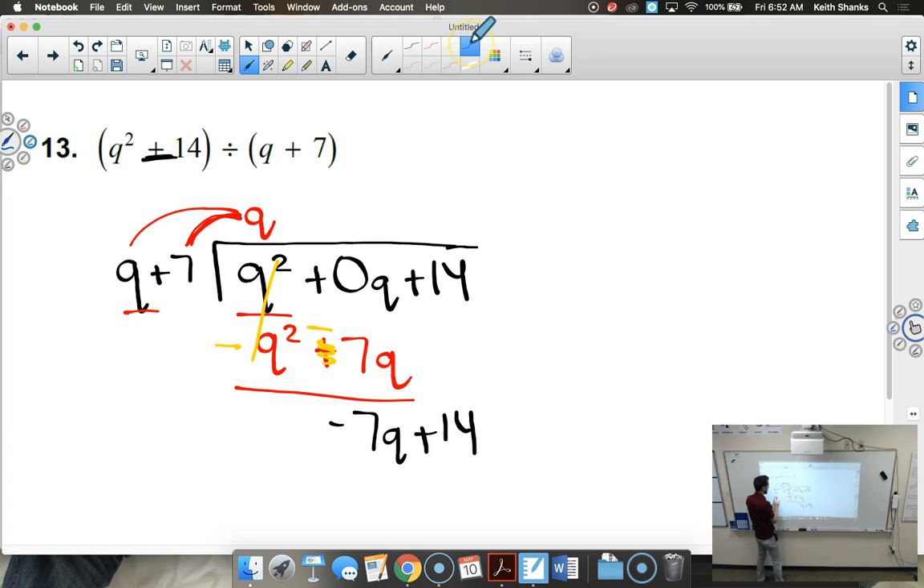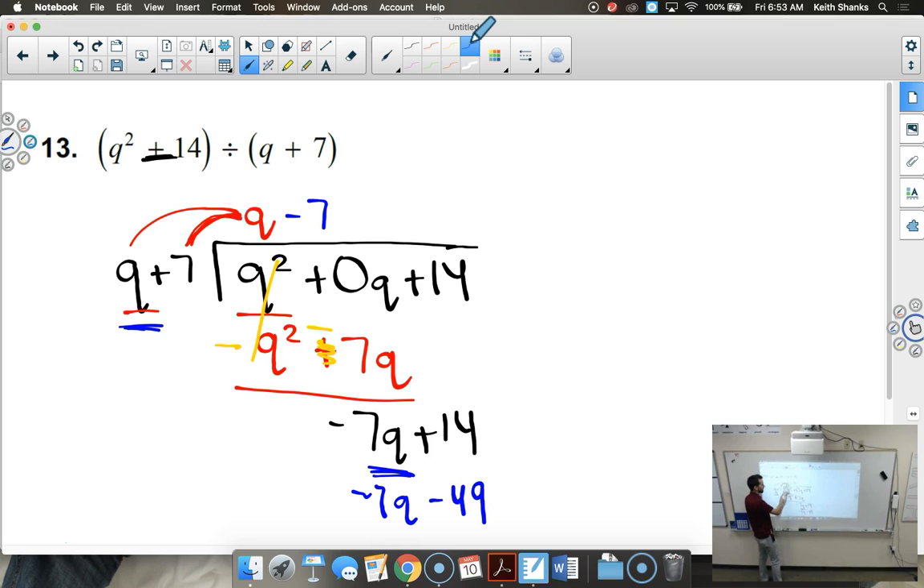I'm then going to ask myself, what do I multiply negative 7q by? Or sorry, I said that backwards. What do I multiply q by to get negative 7q? And that's going to be negative 7. Okay. So I end up with this, multiply negative 7q and then minus 49.